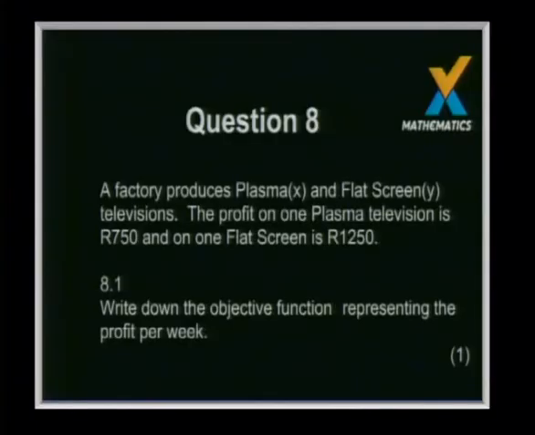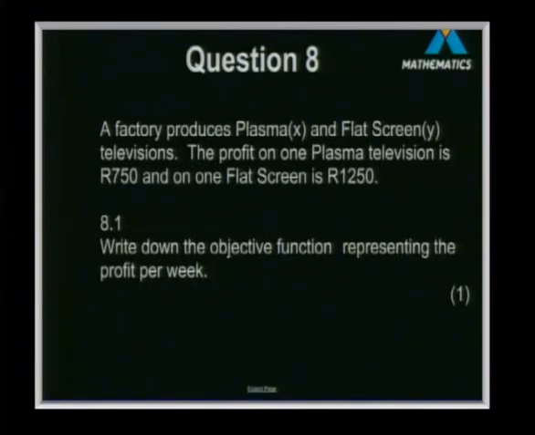Well, here we got a question. A factory produces x plasmas and y flat screen TVs. The profit is $750 on a plasma and $1,250 on a flat. Write down the objective function, the thing that we're trying to find, representing profit. Here we're trying to work out, we've got all our constraints. Our constraints are done. This would traditionally be the last little bit of the question.